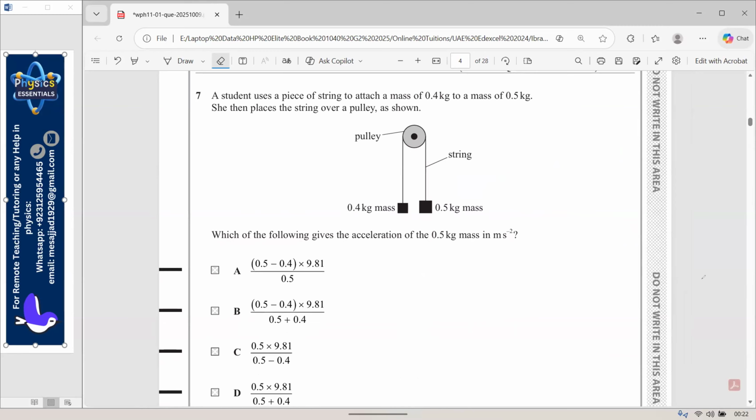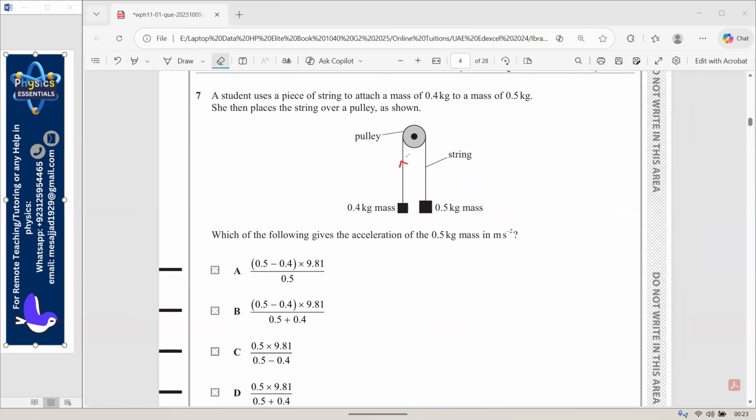A student uses a piece of string to attach the mass of 0.4 kg to a mass of 0.5 kg. She then places the string over a pulley as shown. Which of the following gives the acceleration of the 0.5 kg mass in meters per second squared?